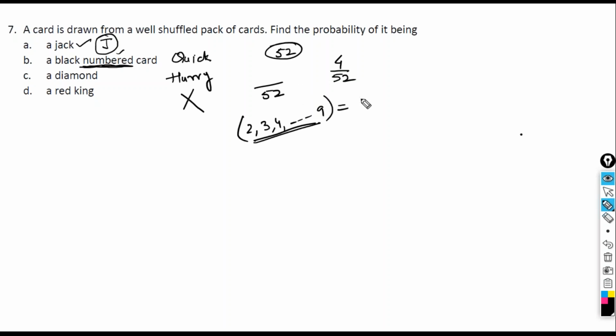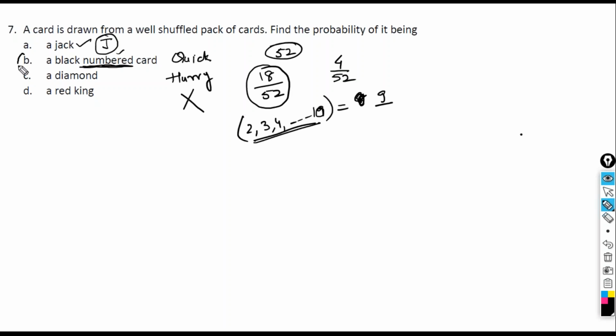So there are cards numbered 2 to 9, sorry, not 2 to 9, my mistake, I have to write 10. So there are a total of 9 cards from 2 to 10. Because there are two suits of black color, the total cards are going to be 18. So the required probability is 18 by 52.